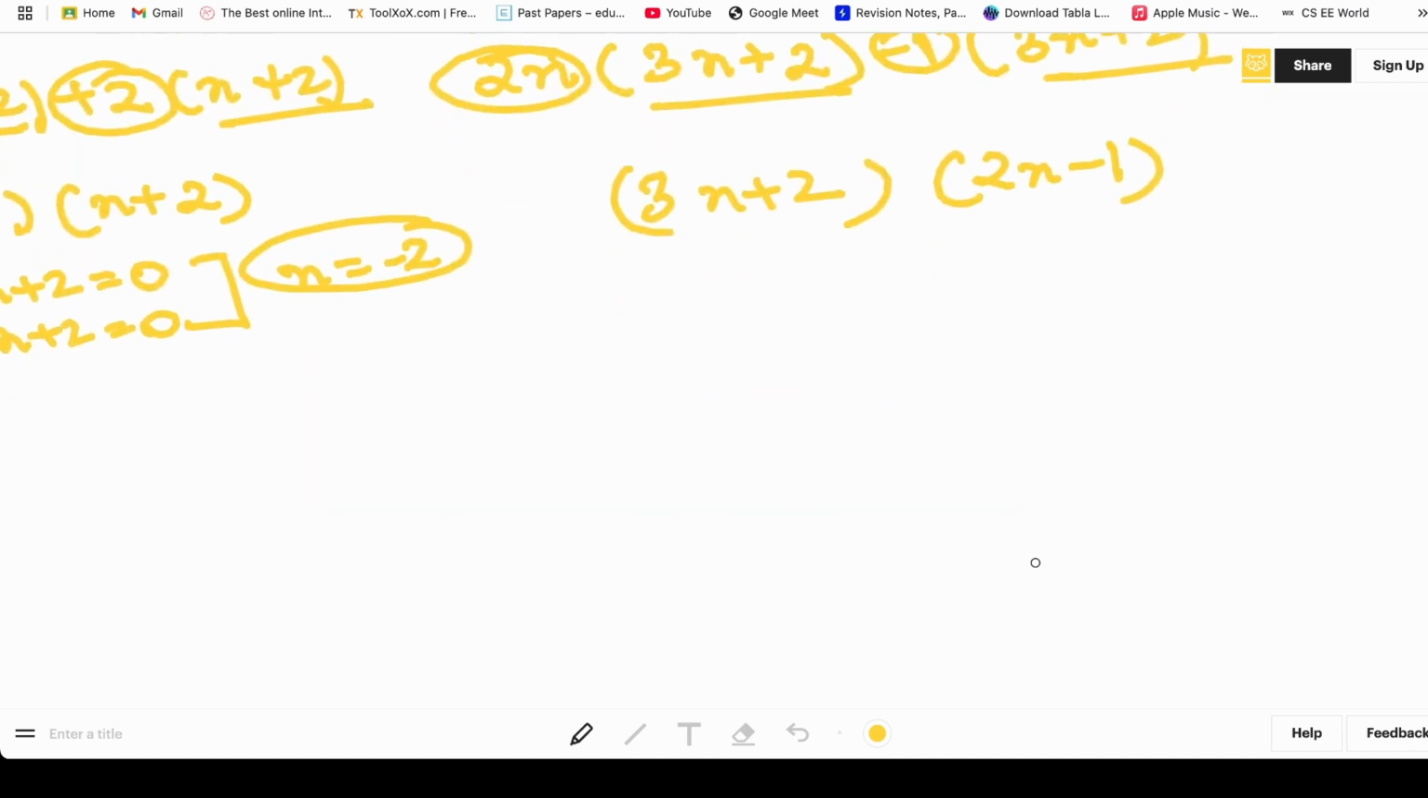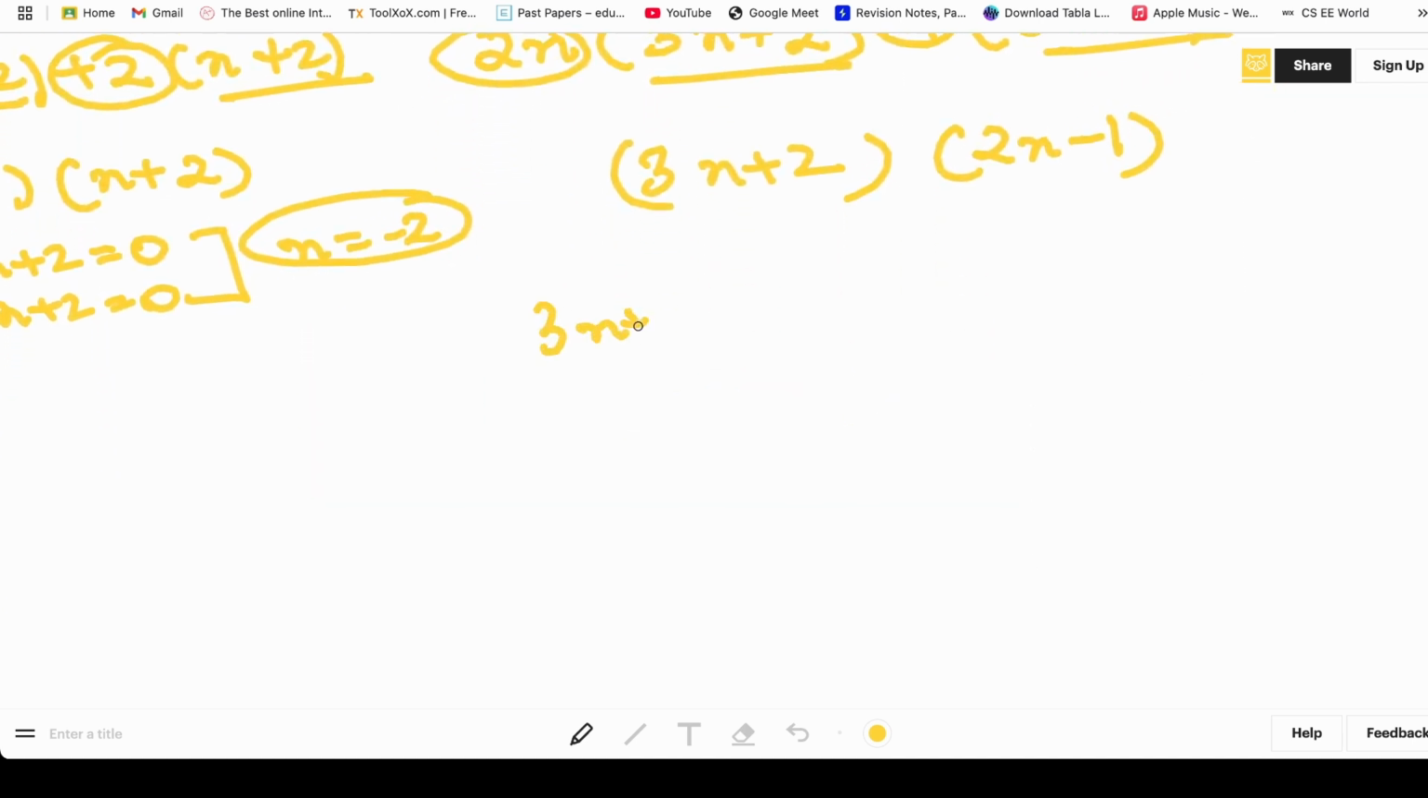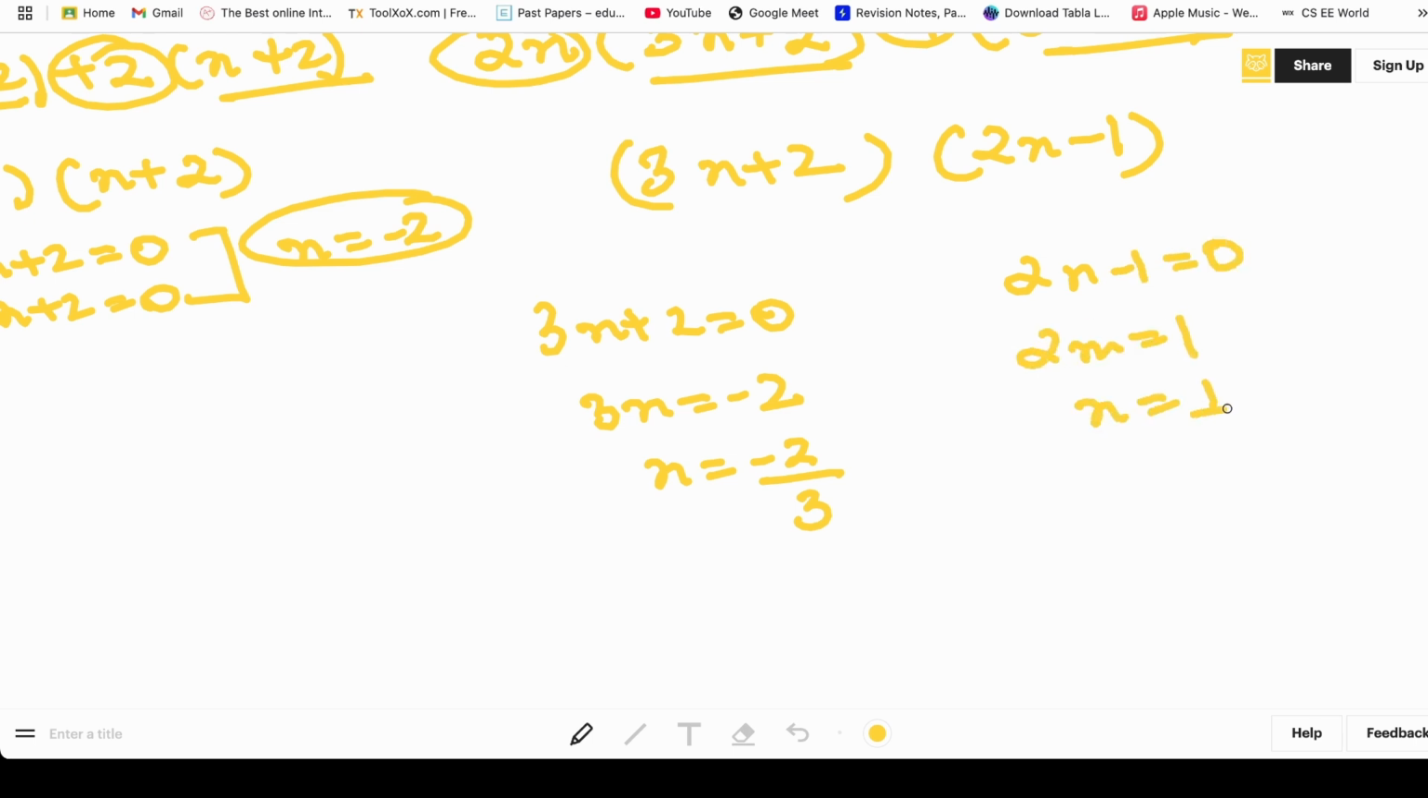Now this essentially becomes 3x plus 2, which is equal to 0. So 3x is equal to minus 2. So x is equal to minus 2 by 3. This becomes 2x minus 1 is equal to 0. So 2x is equal to 1 and x is equal to 1 by 2. So x is either equal to minus 2 by 3 or 1 by 2.